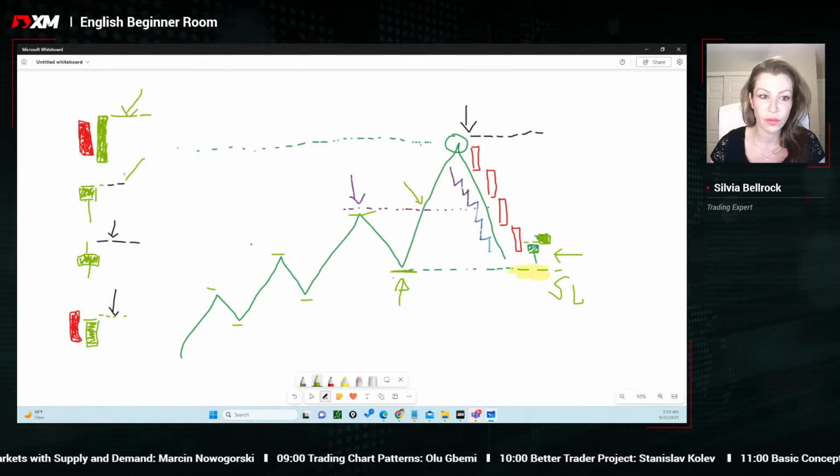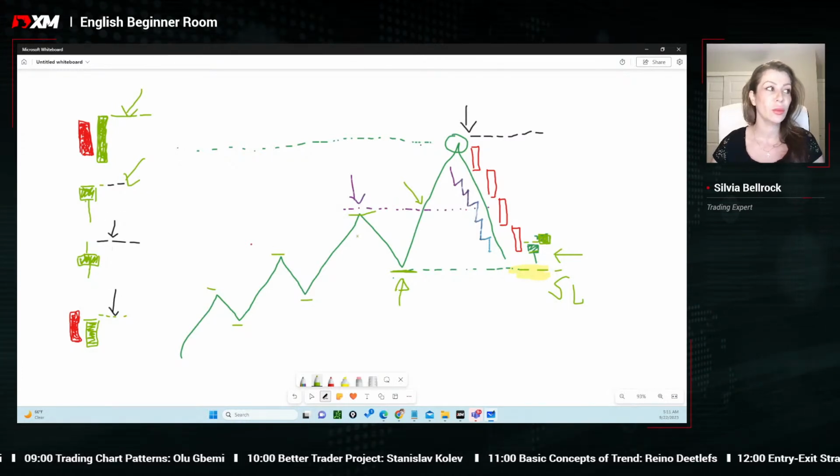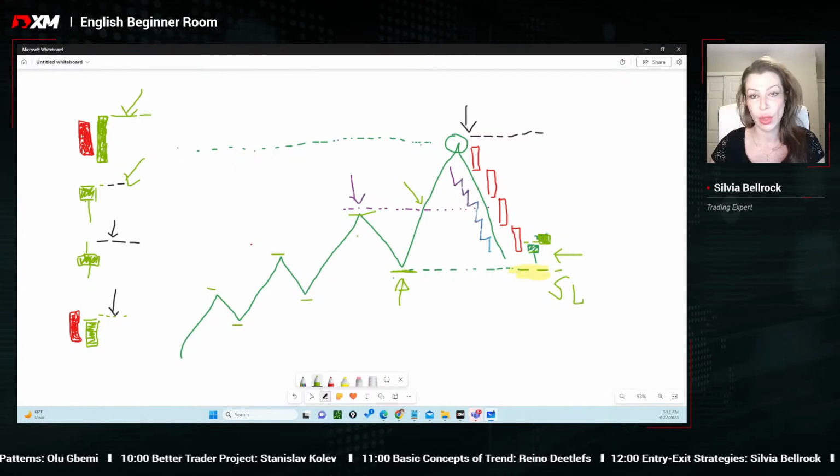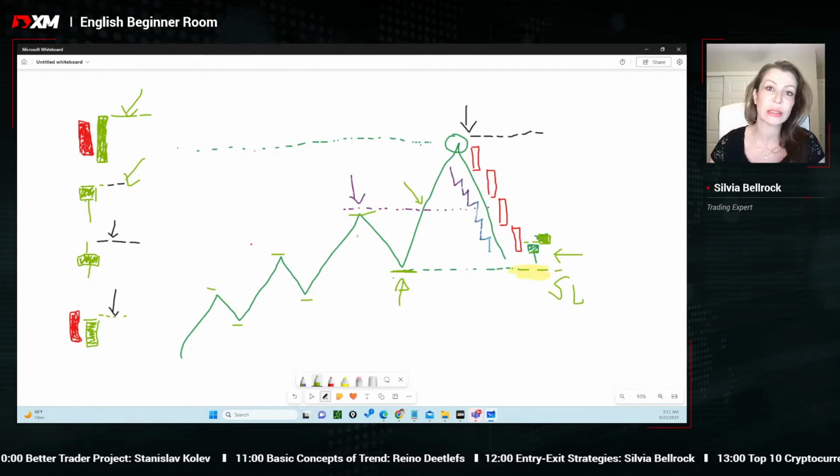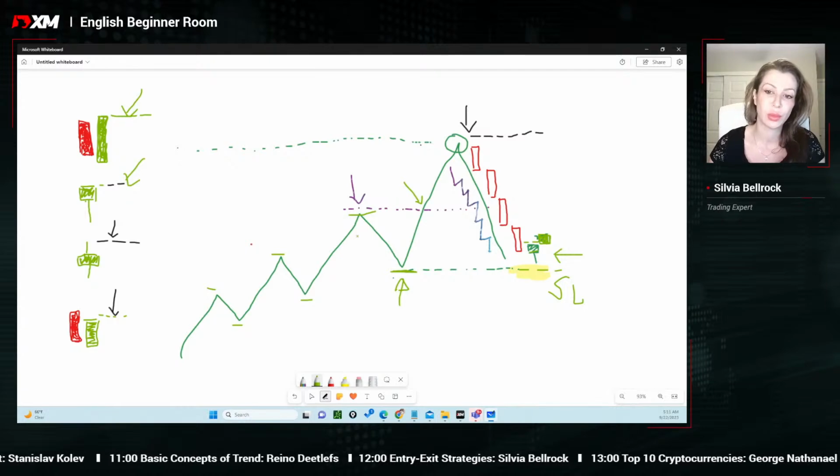In this case, it's over here. And in this case, would be here, and so forth. The stop loss is slightly below. Again, the stop loss depends on also the support zone.